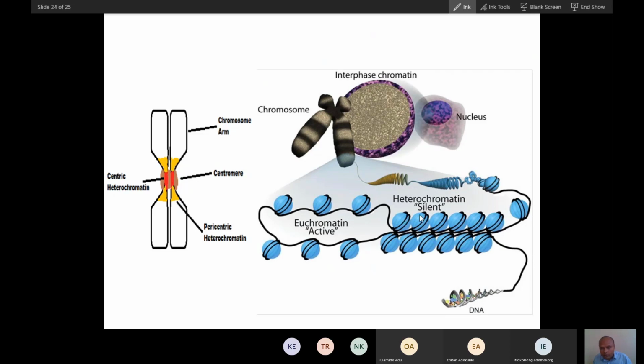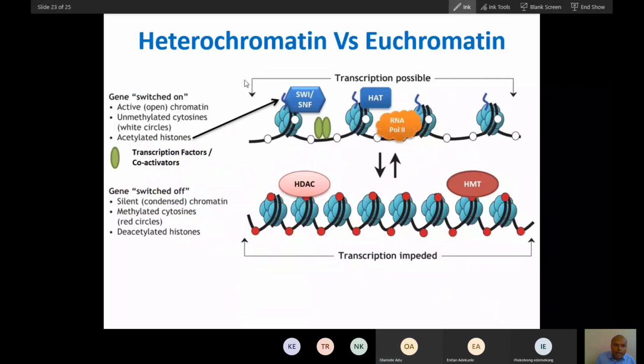Tell me, can RNA polymerase reach here? No. Can RNA polymerase reach here? Yes, because this is the basic difference between euchromatin and heterochromatin. So euchromatin can be transcribed. Transcription can happen for euchromatin.